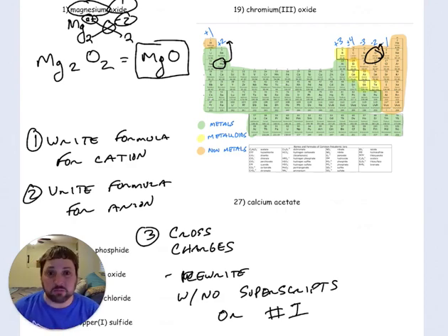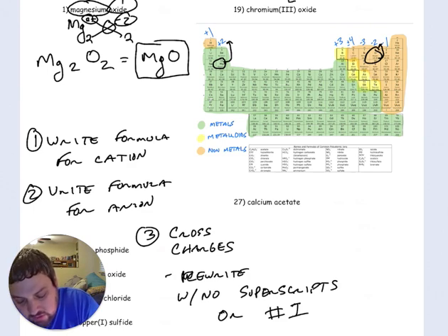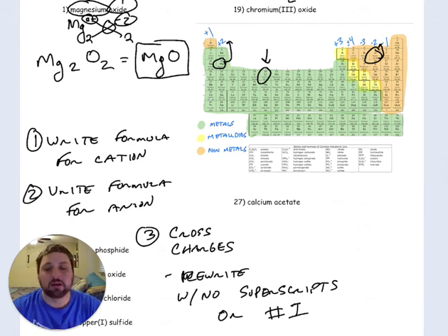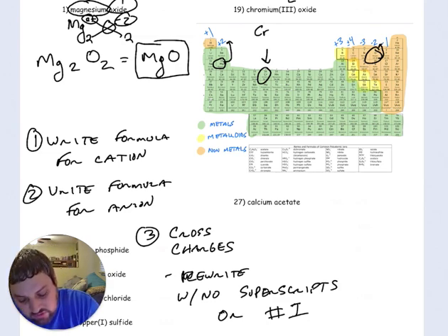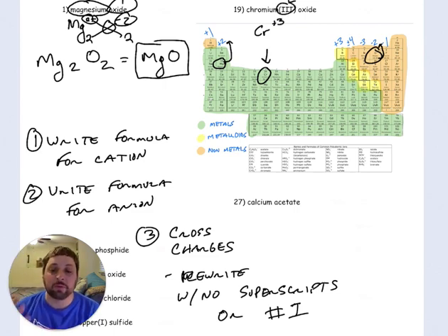Let's see if we can use these same 3 steps to solve problems 19 and 27. 19, chromium 3 oxide. So here we have a special instance where we have a transition metal. We know that because of those Roman numerals, and chromium resides again within groups 3 through 12. So this is a transition metal, but look, the steps are the same. Write the formula for the cation. Well, Cr plus 3. I'm getting that plus 3 from the Roman numerals, not the periodic table.